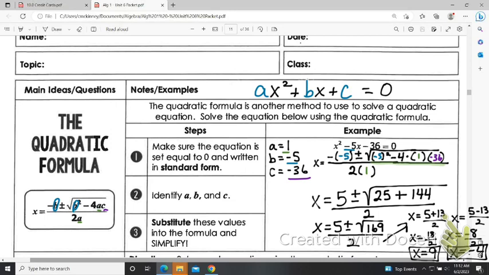And if you remember when we factored, this would have factored. So if I had factored, I would have had x minus 9 and x plus 4 is equal to 0. That would have meant x is equal to 9, x is equal to negative 4. So those are the same two solutions that we would get from factoring.